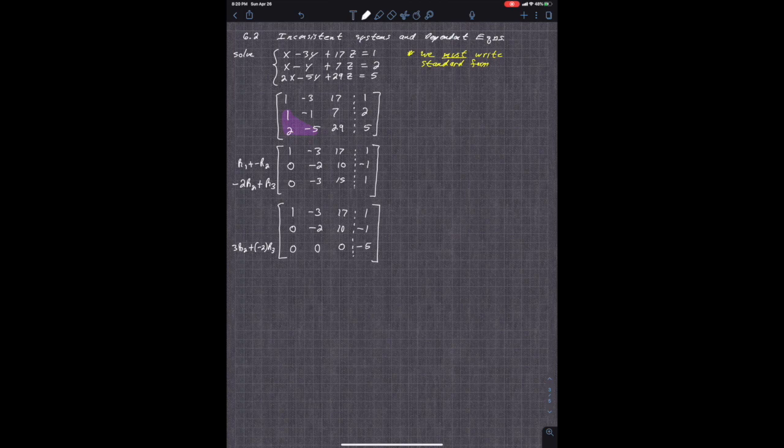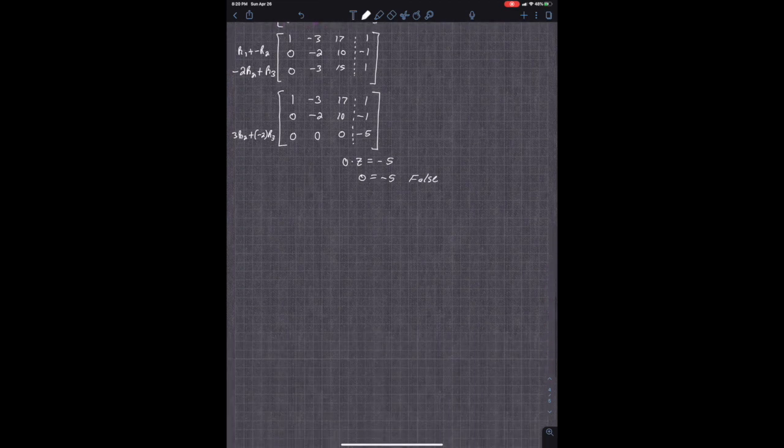Now look at what you have. You actually have 0 times z is equal to -5, or 0 is equal to -5. True or false statement? Of course, that's false. So anytime you end up with a false statement like that, there's no solution. You can automatically say, therefore, no solution. And then we can say the system is inconsistent.